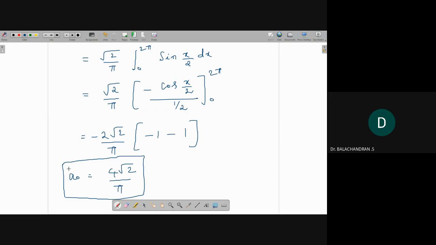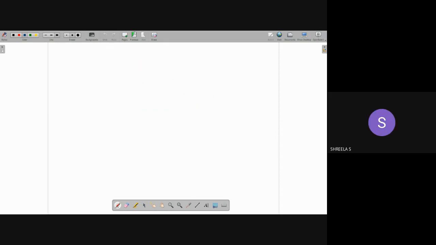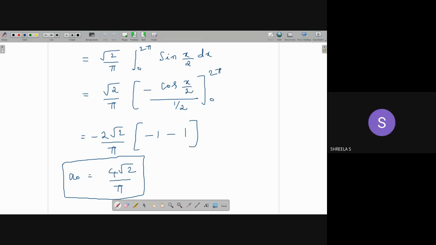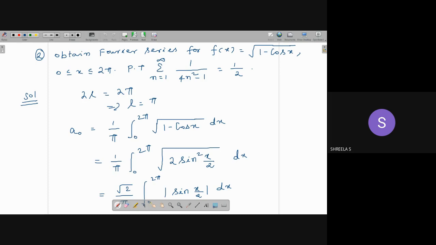So now we'll find the an. Sir, because it is sin x by 2, we are taking positive now. Sir, if it was sin x, then we should take two intervals now, sir. Sheila, please ask your question. Here you have root sine square x by 2. Okay, suppose if it is a sine x. Yes, sir. Then we should take 0 to pi, pi to 2 pi. Suppose, I think your question is just sine x by 2, like this, is it correct?